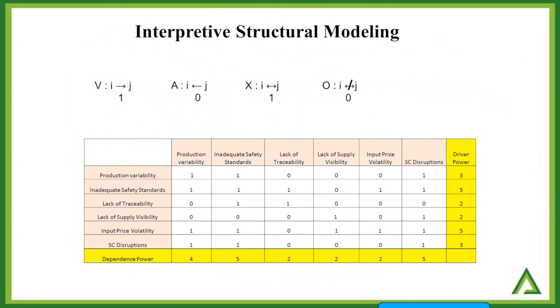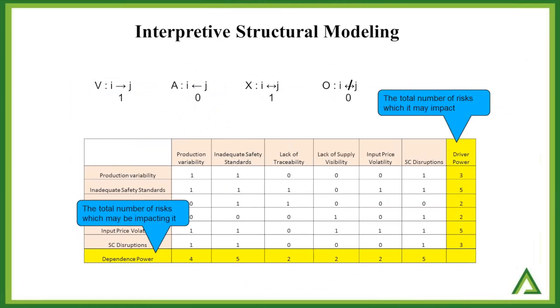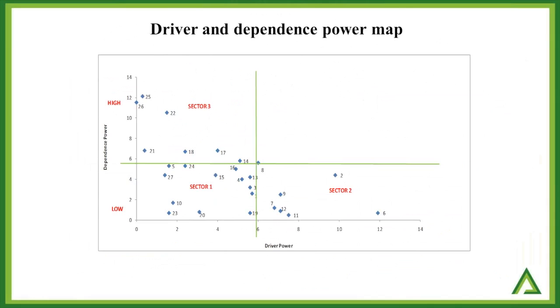And that's what you see here, the total number of risks which may be impacted. And I create a 2x2 matrix, which is a driver and dependence power map. What you see here is the driver power on the horizontal axis and the dependence power on the vertical axis.